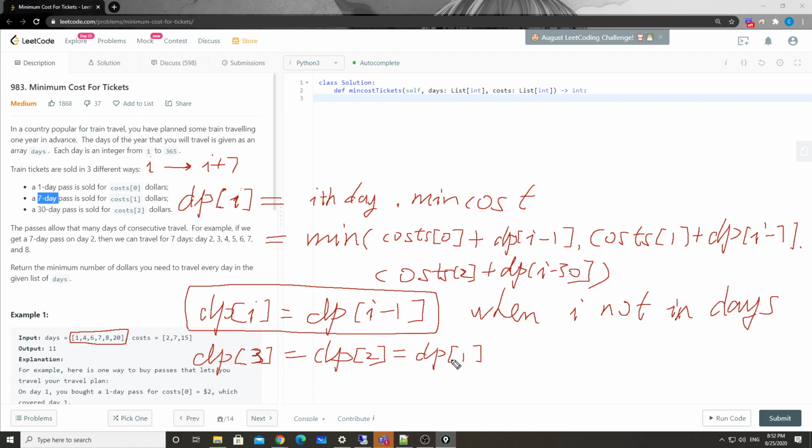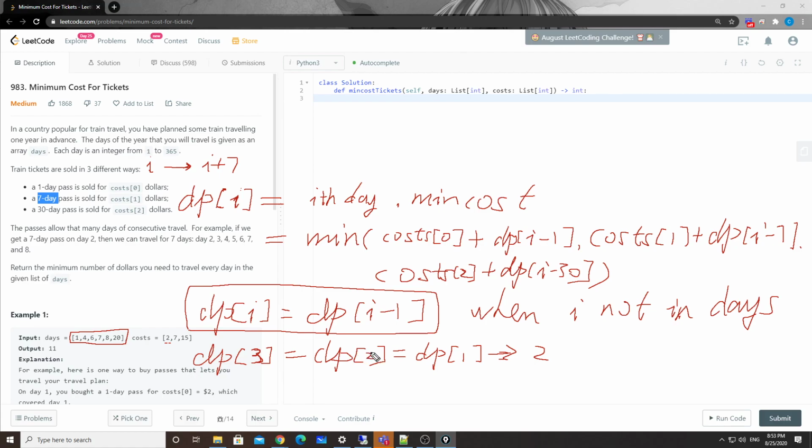So for dp[1], we purchase a daily pass, so dp[1] has a cost. I think in this case it's 2. So the value of dp[1] is 2, and then for dp[2], to travel to day 2, the days is equal to 2.